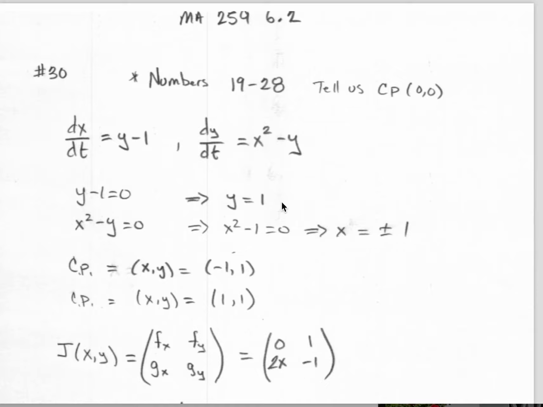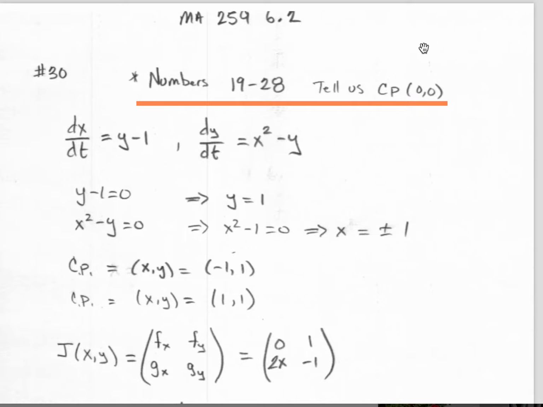Question number 30 from section 6.2 with MA 259. First, I want to point out that numbers 19 through 28, which I don't believe I assigned you any of those to do, tell us that the critical point is (0, 0). And we use the same techniques that we used for the last problem and we're going to use for number 30, except some of the work's already been done for us because they're telling us that the critical point is (0, 0).